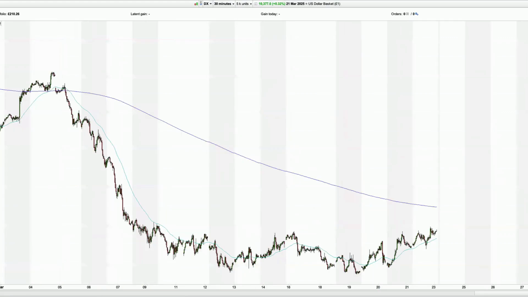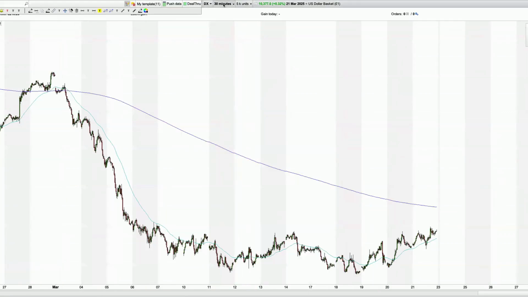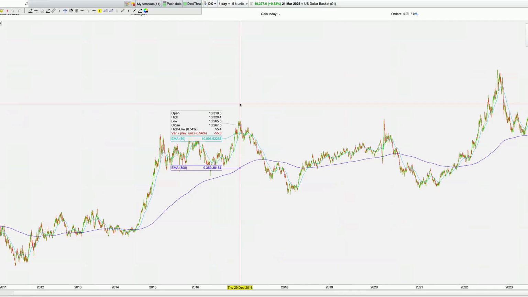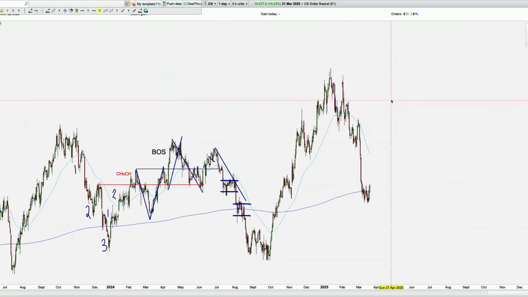Let's have a look at my US dollar. US dollar, a bit of a curving bottom off the 800. There has to be some sort of reaction higher here, aggressive sell-off.